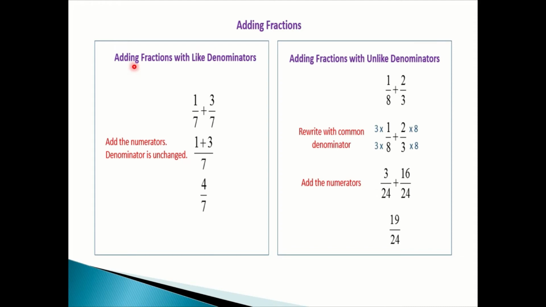First, adding fractions with like denominators, which means the denominators are the same. We have 1 over 7 plus 3 over 7. As we add them, we add the numerators, which are 1 and 3, so that's 1 plus 3. After that, the denominator is unchanged. We are not going to add the denominators, but remain them as they are. So for the answer, we have 4 over 7.